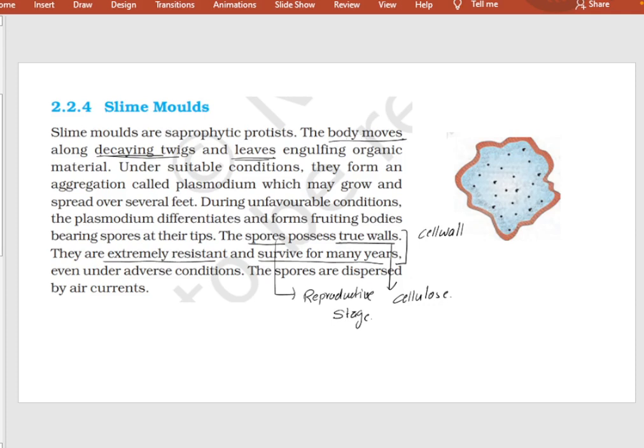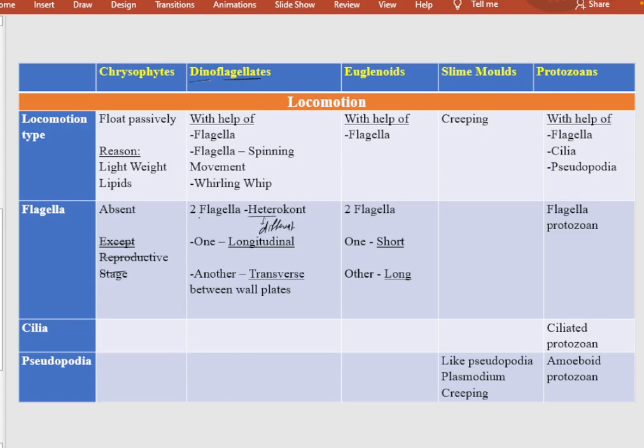Body moves along. What does it mean by creeping? Locomotion is by creeping. Okay, creeping only. Spread over several feet means again creeping only. So here it is creeping.